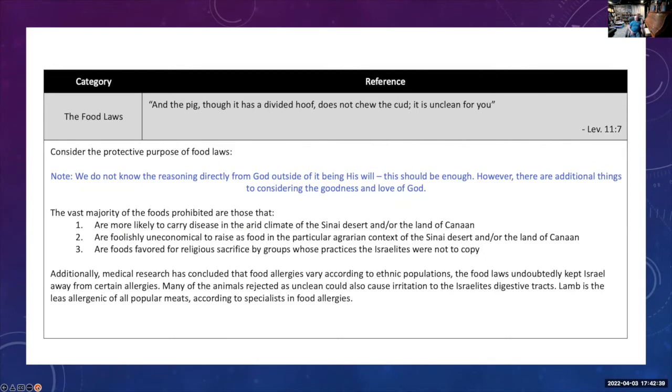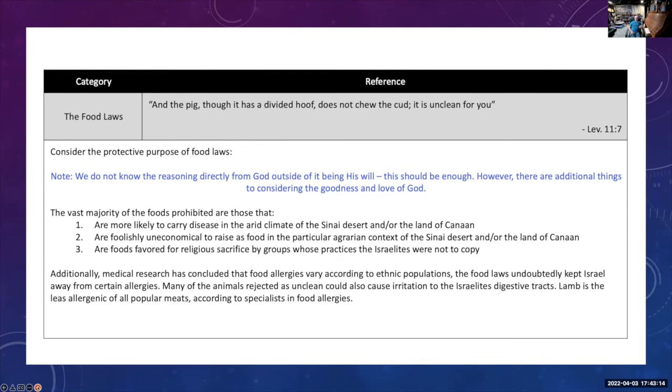Consider the protective purpose of food laws. As a note, we do not know the reasoning directly from God outside of it being his will, and that should be enough. However, there are additional things to consider regarding the goodness and love of God. The vast majority of foods prohibited are more likely to carry diseases in arid climates. The unclean animals they're not supposed to eat are more likely to carry diseases in the arid climates of the Sinai Desert or the land of Canaan.